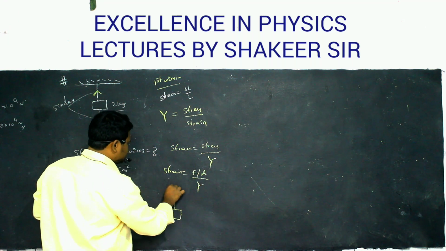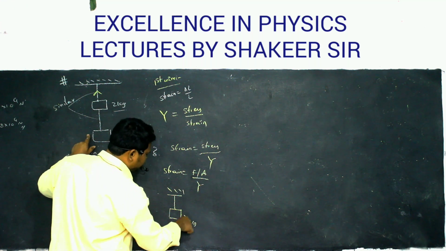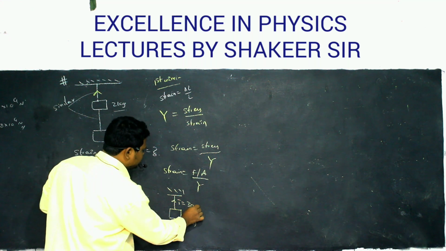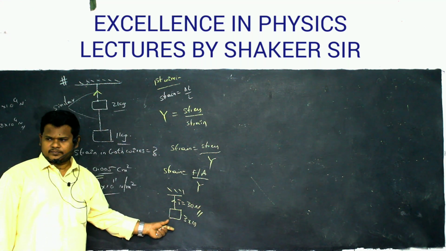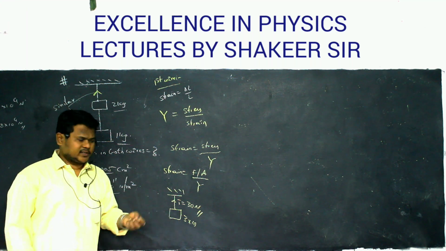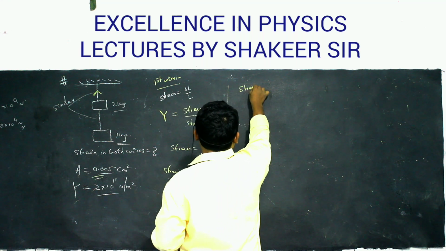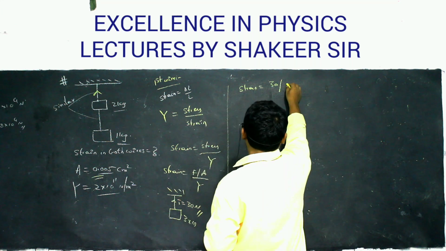So this is the point of suspension, no? Total mass is 3. 3 into 10. 30 Newton is the weight which is acting. So tension also will be how much? 30 Newton itself. Because the mass is in rest position, no? So if upward force is 30, downward force also should be 30. So what is my answer? So strain is equal to force 30 Newton divided by area of cross section, which is how much?